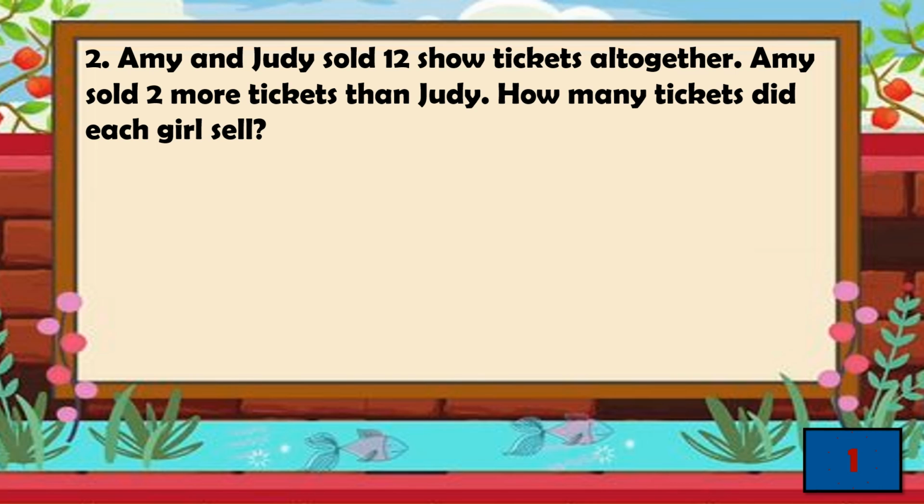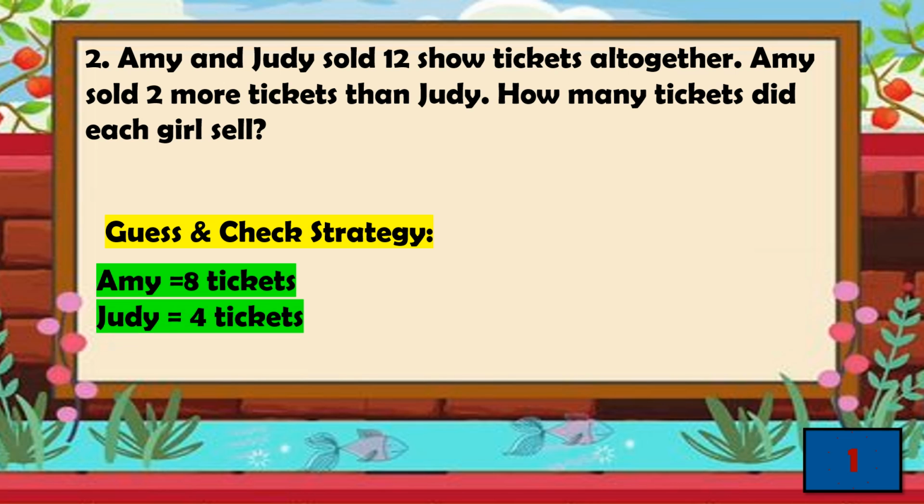Okay, so let us now answer problem number 2. So we can use the guess and check strategy. So that means we have the first guess. Our first guess is Amy sold 8 tickets and Judy sold 4 tickets, so for a total of 12 tickets. But on this first guess, Amy sold 4 more tickets than Judy. So that means these numbers do not work.